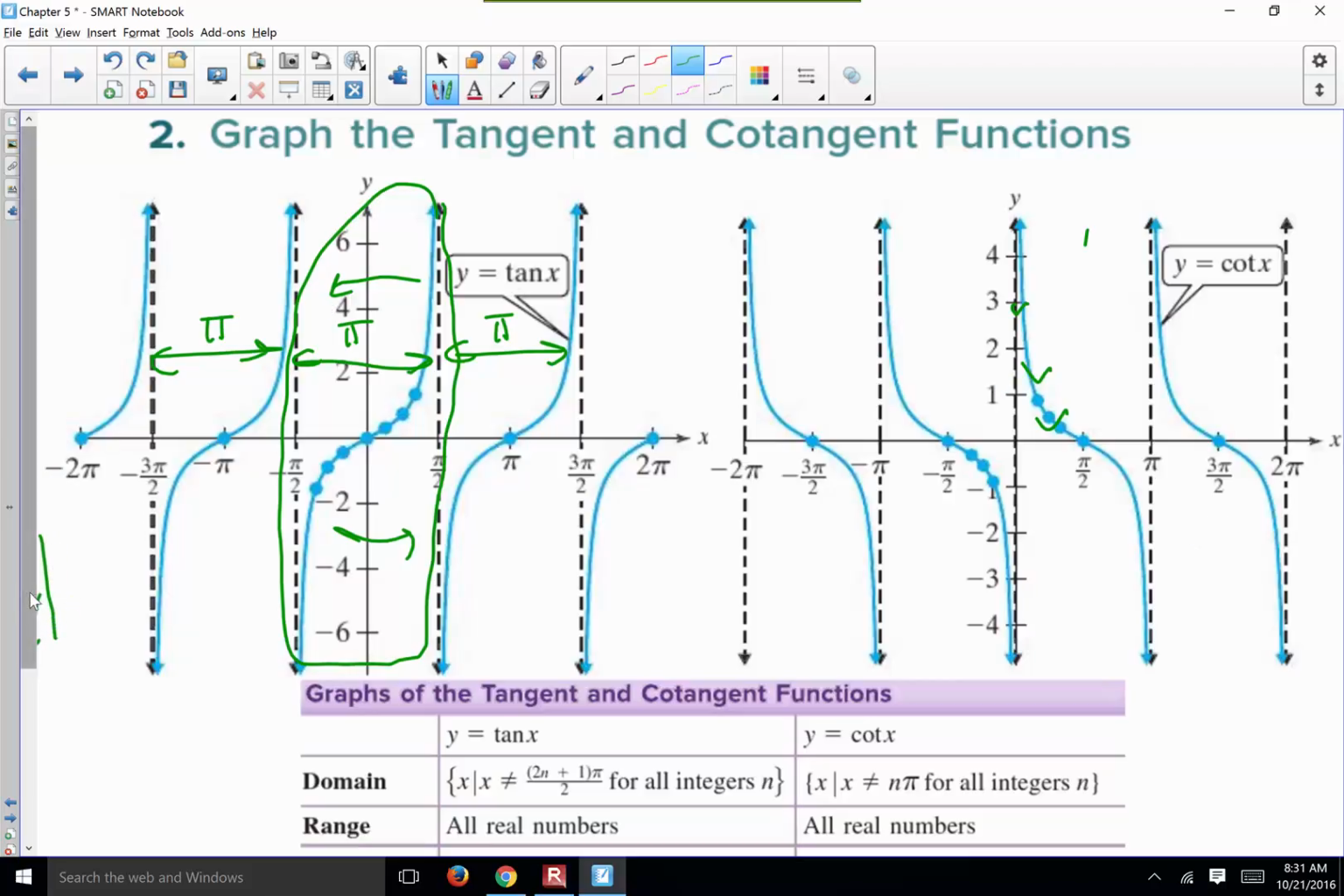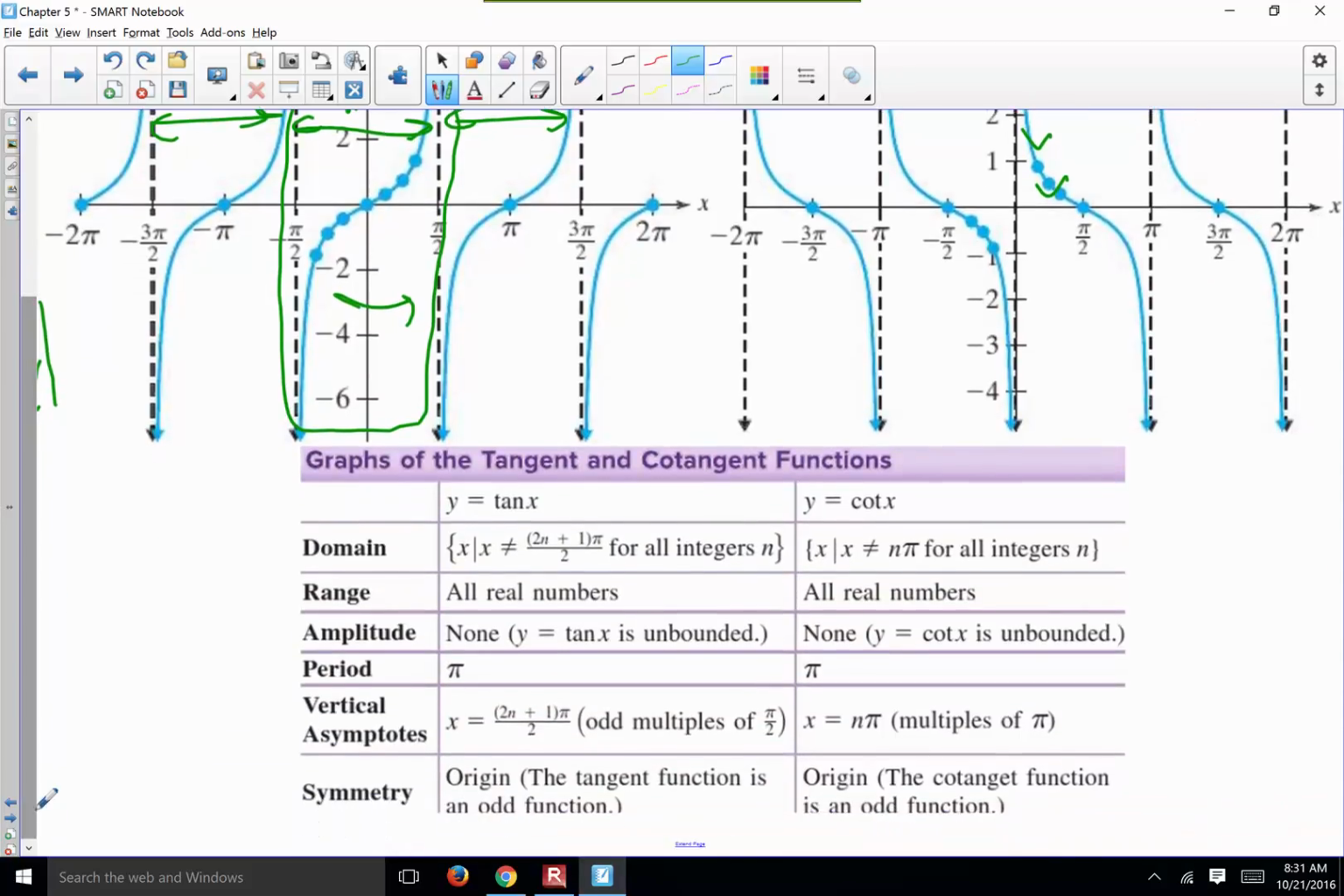Again, let's mention what I said on the picture in the table. The domain of tangent and cotangent doesn't work with all angles. Tangent doesn't work with odd multiples of pi over 2, like pi over 2, 3 pi over 2, 5 pi over 2, negative pi over 2, negative 3 pi over 2. Tangent fails. You cannot measure these values. So we need to exclude these values from the domain.